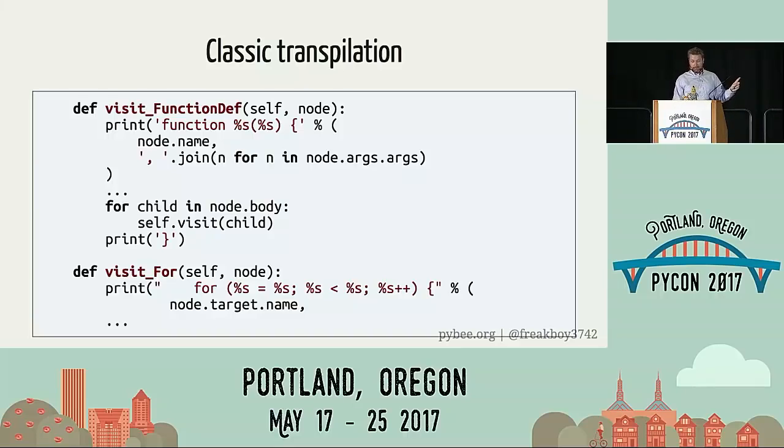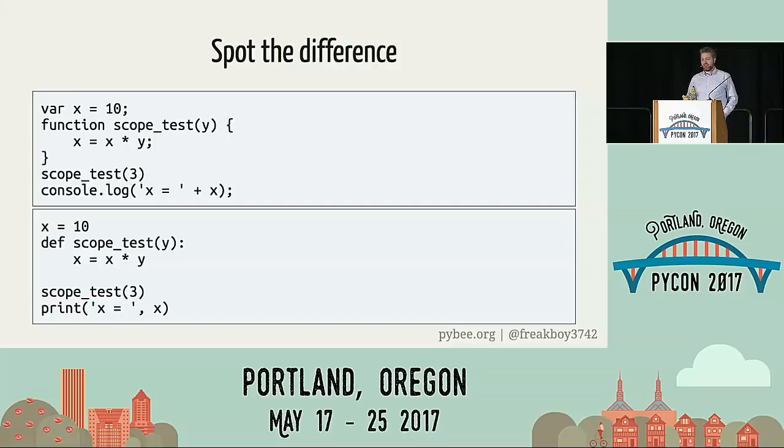But there's also a deeper problem here. Let's take this as a really simple example. These two code snippets are cosmetically the same, modulo a language translation. The first one is written in JavaScript: call scope test, x equals x times y, call scope test and print the output. The second one's written in Python: a function called scope test does x equals x times y, call scope test, print the output.